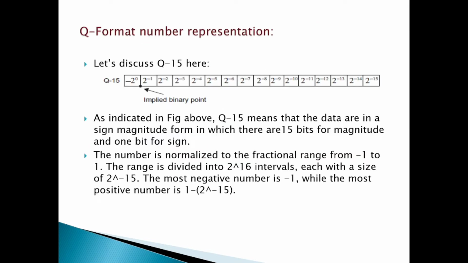The next type of representation in fixed point format is Q format representation. Under this, let us understand Q15 format. This represents Q15 format where data is in sign magnitude form, in which there are 15 bits to represent magnitude and 1 bit to represent sign. After the sign bit, we have a point representing the binary point. A number is normalized to the range of -1 to 1, which is divided into 2 power 16 intervals, each of size 2 power minus 15 in this format. And we can observe the most negative number is minus 1, while the most positive number is 1 minus 2 power minus 15.